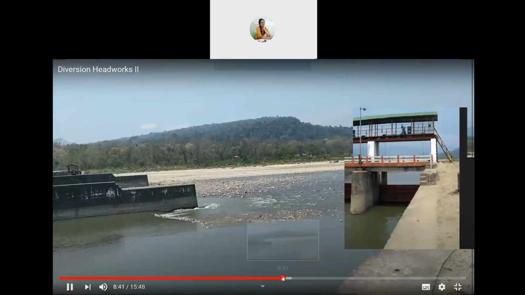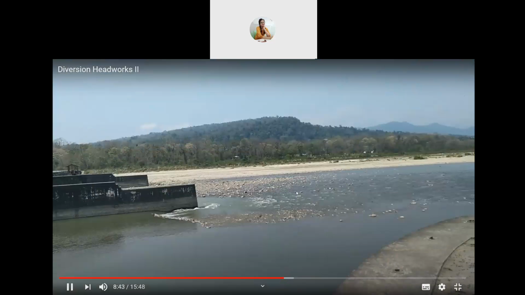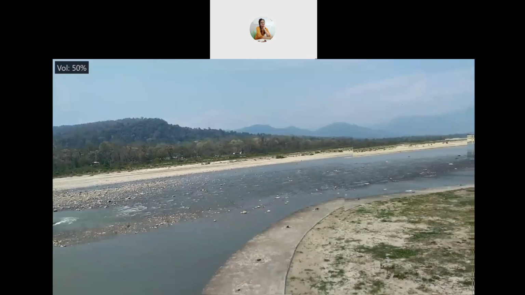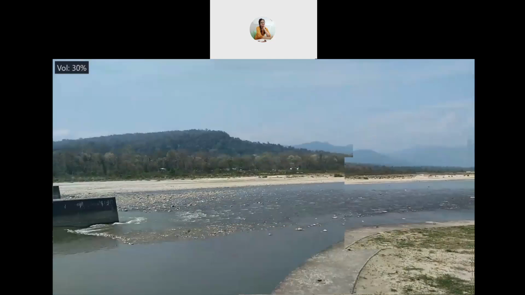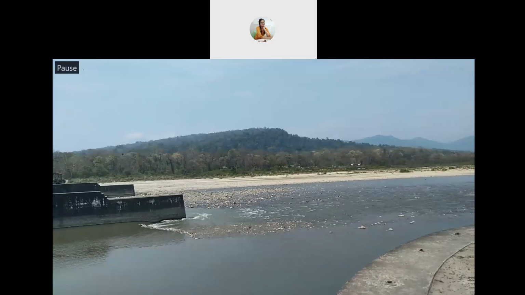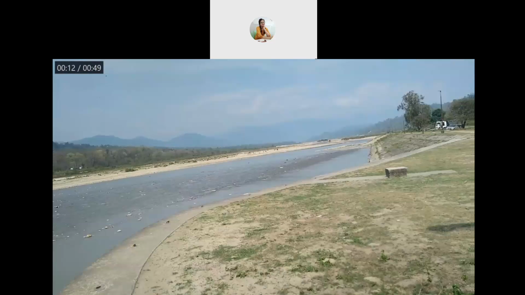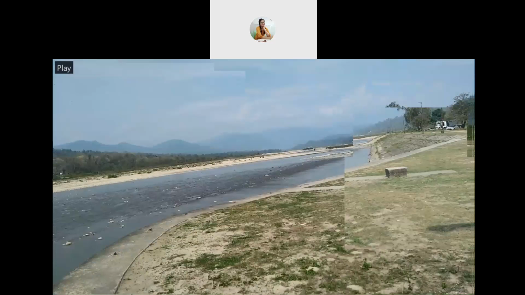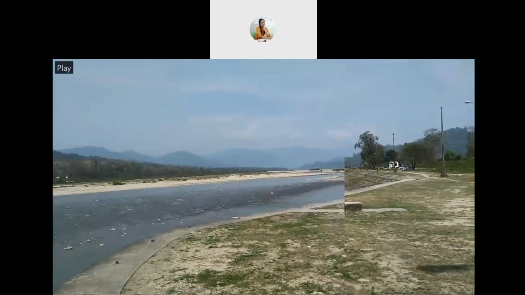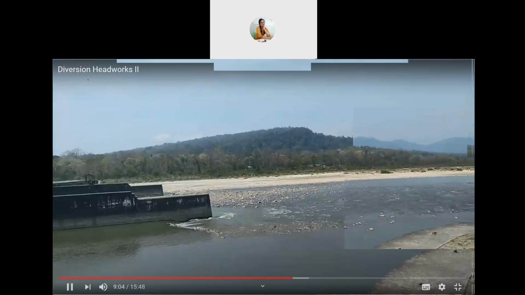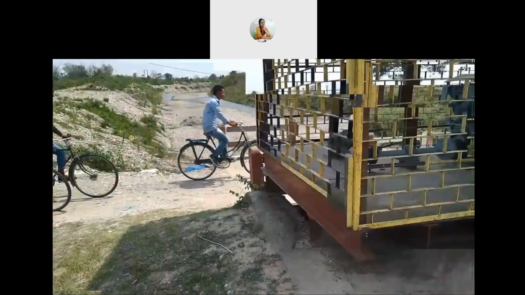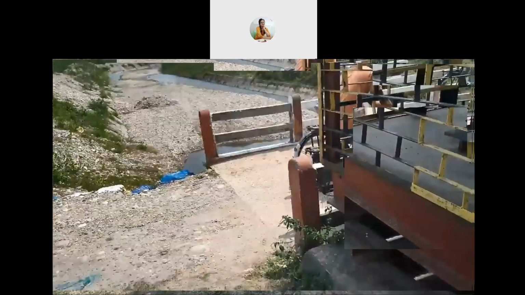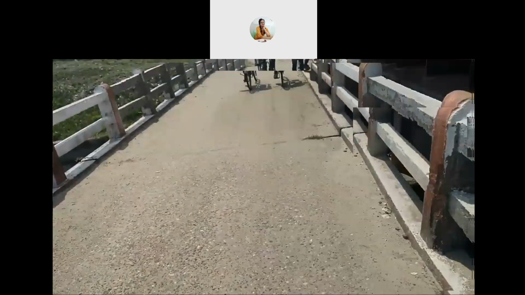As you can see here, I was standing on the guide bank, or that embankment. This guide bank goes like this to a large distance upstream. And this is the head regulator. There is a small bridge to cross to the other side. Here you see the canal.